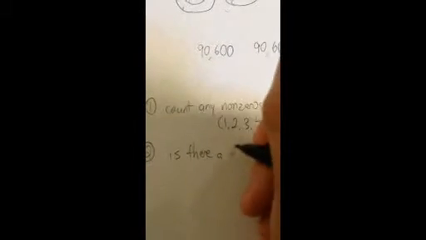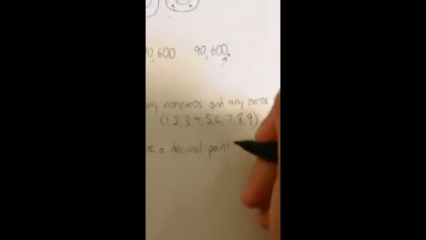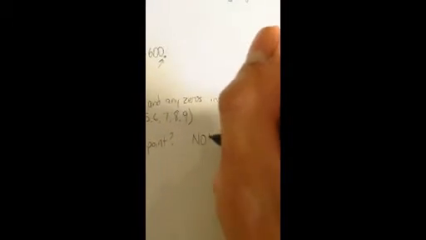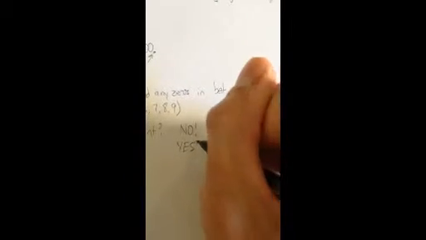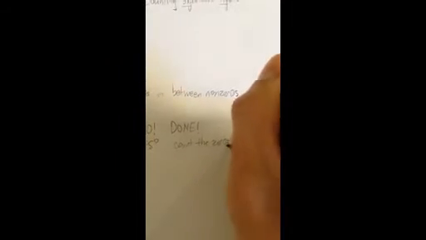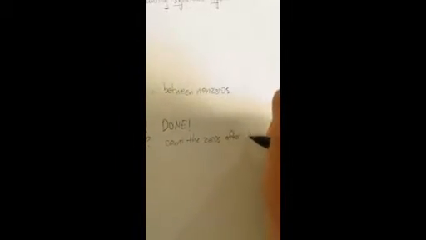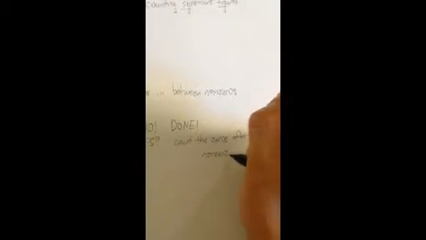Step 2. Is there a decimal point? If the answer is no, you're done. If the answer is yes, well, count the zeros after the last non-zero.